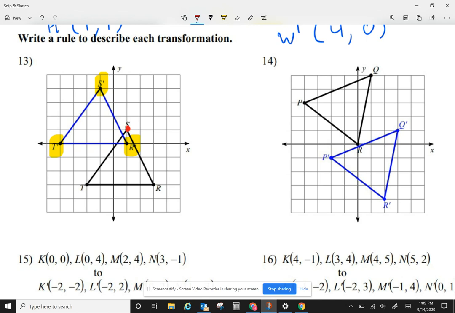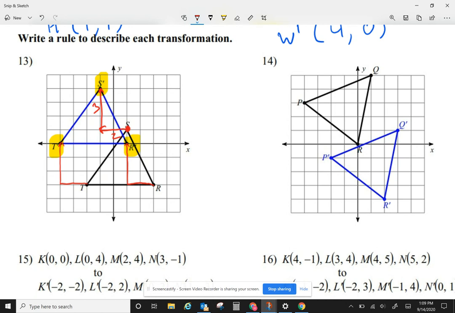I'm going to follow S, and I want to know what I need to do to go from S to S prime. Seems like I need to go 2 to the left. And then I need to go up 3. So I'm moving 2 to the left and up 3. Just to double check, I follow every point. 2 to the left, up 3. Let me follow T, 2 to the left, up 3. Notice how they all did the same. Move 2 to the left and up 3.